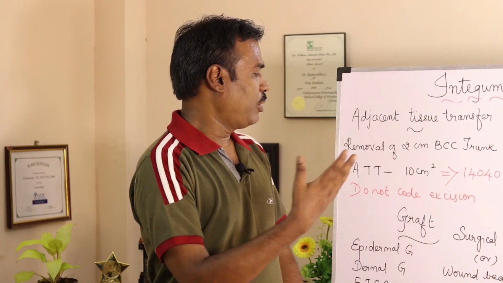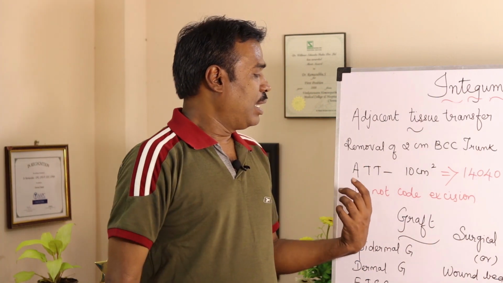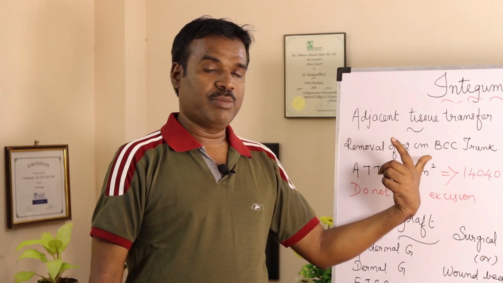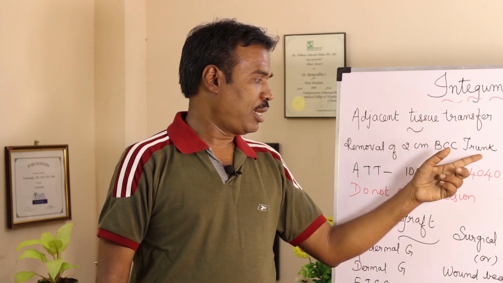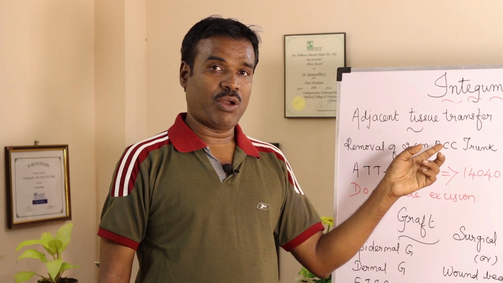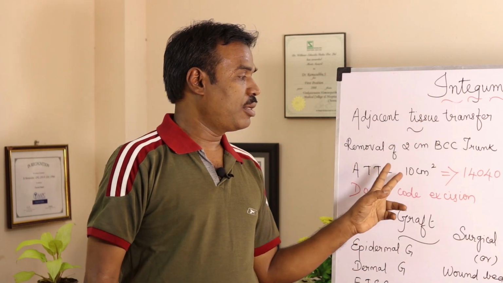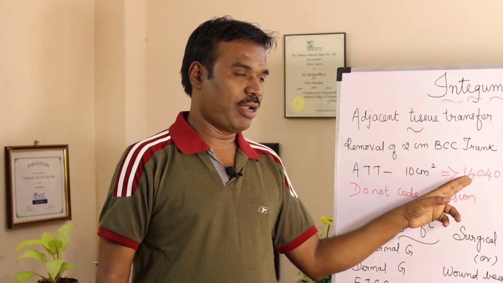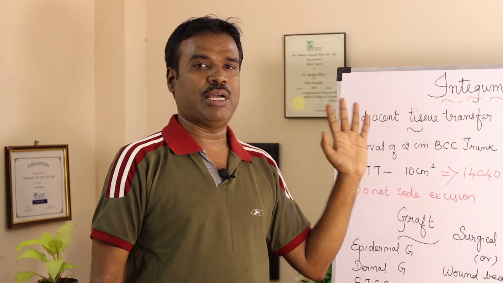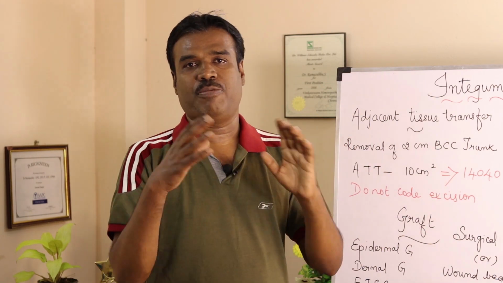Fine? Okay. Now here is an example where there is a removal of a 2 centimeter basal cell carcinoma of the trunk. This would be coded as 11602, and adjacent tissue transfer of 10 square centimeter is 14040. Don't code excision. That's it. It's one code. So that's a specialty.